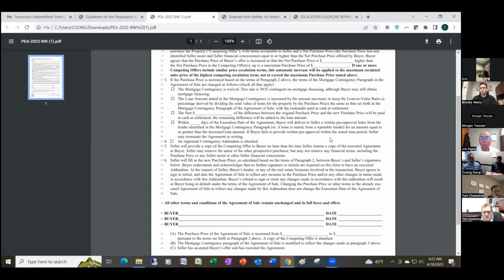The fourth checkbox, and I really advise you never ever to use it, because if you're going to use the escalation clause with a max purchase price, your client should already be approved for that max purchase price. But checkbox number 4 here states, within blank days of the execution date of this agreement, buyer will deliver to seller a written pre-approval letter from the lender identified in the mortgage contingency paragraph, or if none is stated, from a reputable lender, for an amount equal to or greater than the increased loan amount. If buyer fails to provide written pre-approval within the stated time period, seller may terminate the agreement in writing.